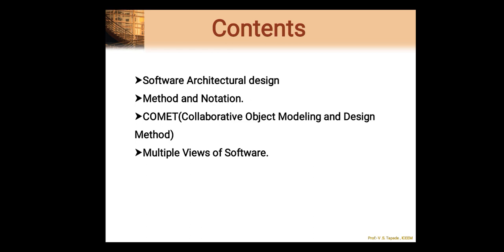In this video we will discuss what software architectural design is, how we design the software architecture, and the different methods and notations for designing it. Next, COMET: what is COMET? Collaborative Object Modeling and Design method, which is used for designing the software architecture. And in the last part we discuss the multiple views of the software, that is the 4+1 view model for designing the software.